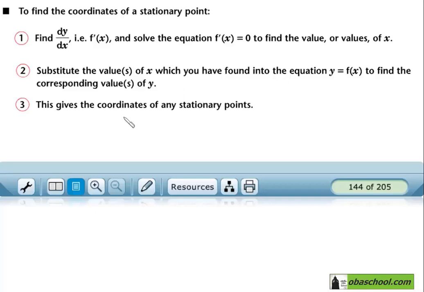So, you need to determine whether it is a maximum point, a minimum point, or a point of inflection.